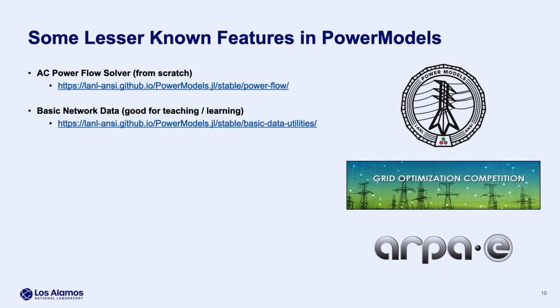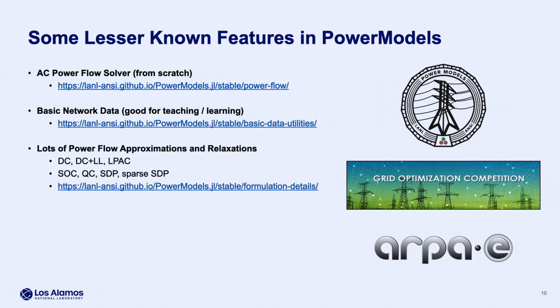We also have a feature called basic network data. If you are working with real industry data sets, you have to support a very complicated model of a transmission network. But it's difficult to do a standard textbook example when you have such a complicated network model. This basic network data simplifies the network so that you can then do a textbook exercise with the data that you have in PowerModels.